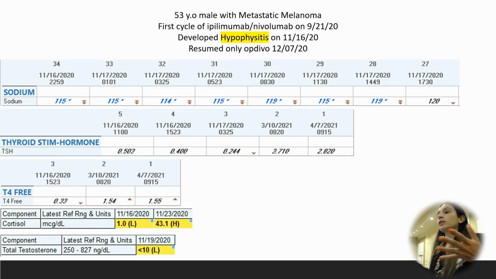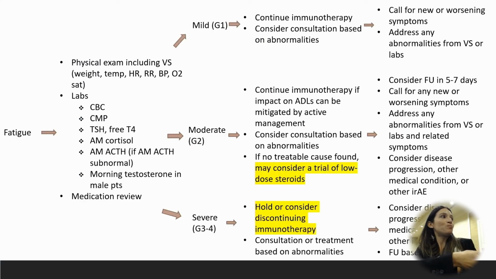After that, we have to send him to endocrinology, because can we manage hypothyroidism? Yes, we can. Can we do testosterone replacement and manage adrenal insufficiency? We cannot, okay? So we will just refer the patient to our endocrinology friends.